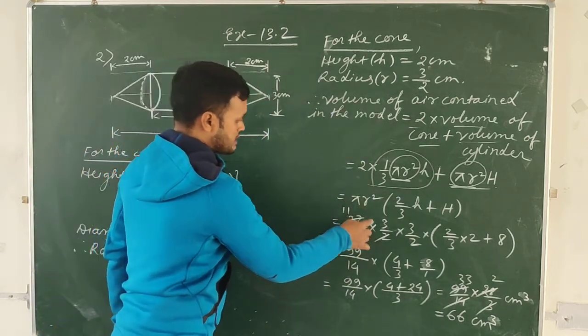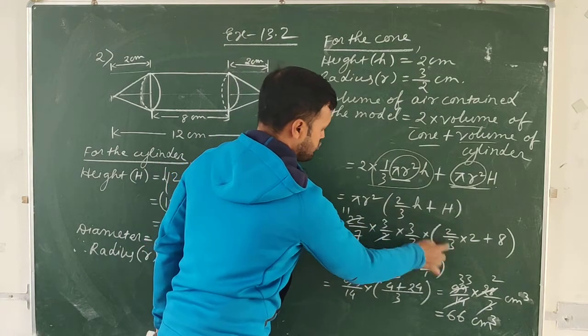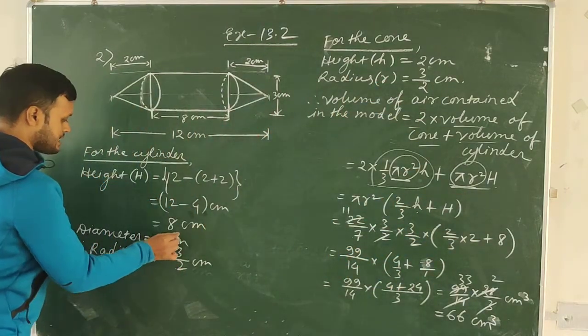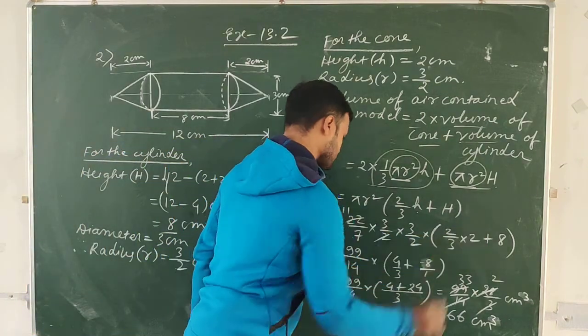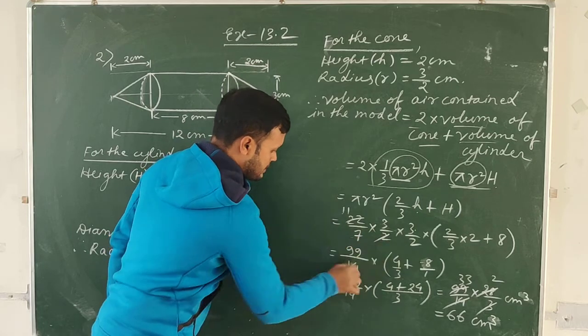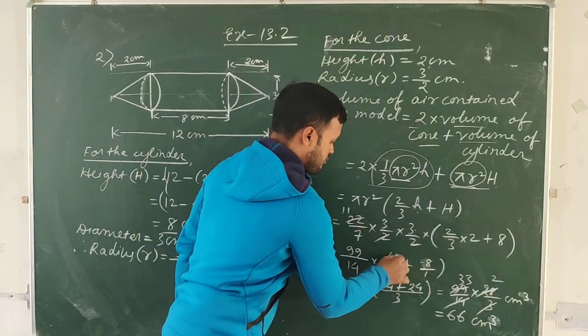3 by 2. So r square, so 3 by 2 into 3 by 2. And 2 by 3 into what is the value of small h? 2. And what is the value of capital H, students? 8. So write here 8. So 11 into 3 into 3 will become 99 and 7 into 2 will become 14 and 2 into 2, it will become 4 by 3.